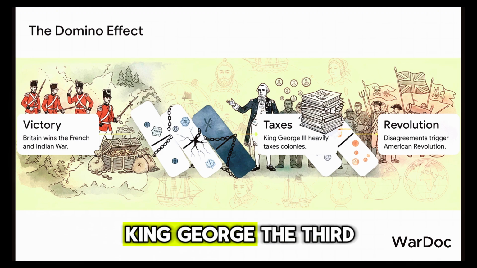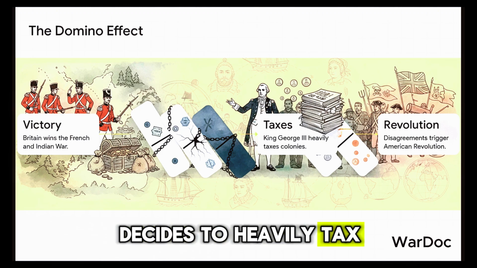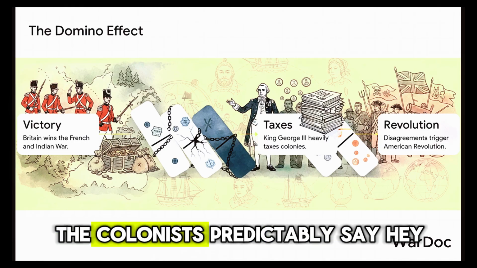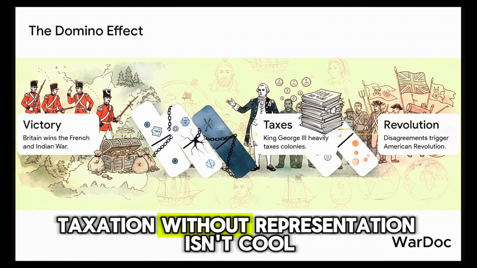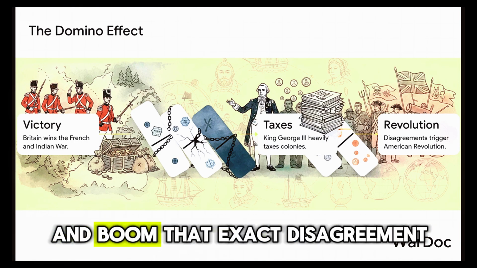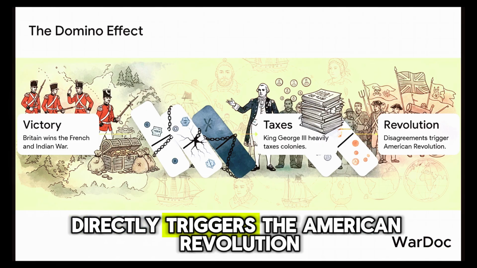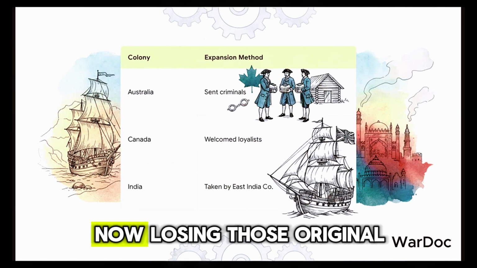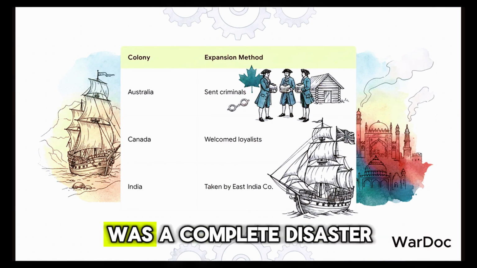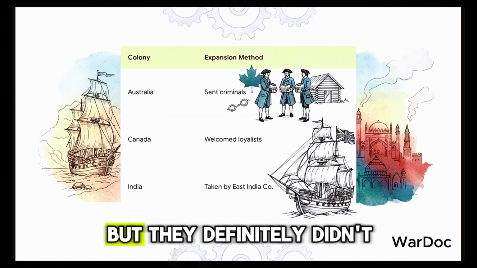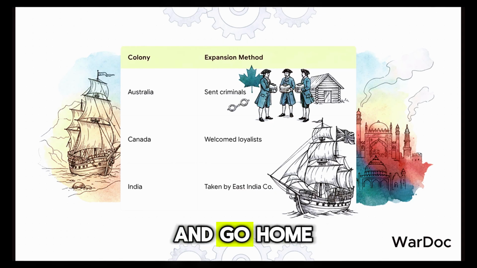To pay it off, King George III decides to heavily tax the American colonies. The colonists predictably say, hey, taxation without representation isn't cool, and boom, that exact disagreement directly triggers the American Revolution. Now, losing those original 13 colonies was a complete disaster for the British, but they definitely didn't just pack it up and go home.